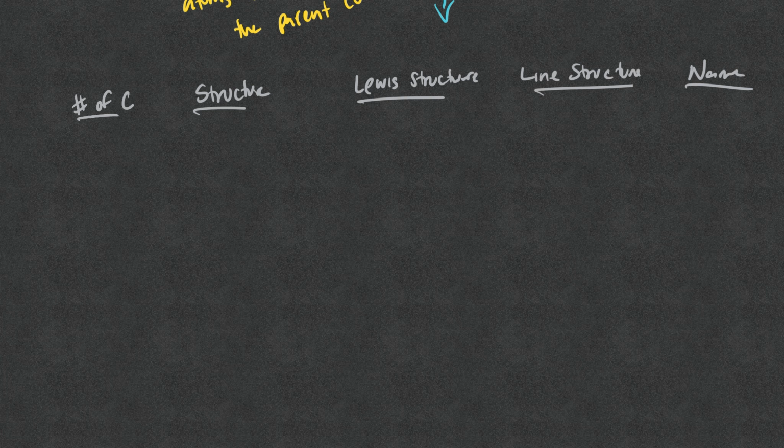All right, so let's just say we have one carbon, right? So it's a CH4, and we know it looks something like this. That's its Lewis structure. With one carbon, there's no line structure here, but the name of it is methane. Okay, that's the name.